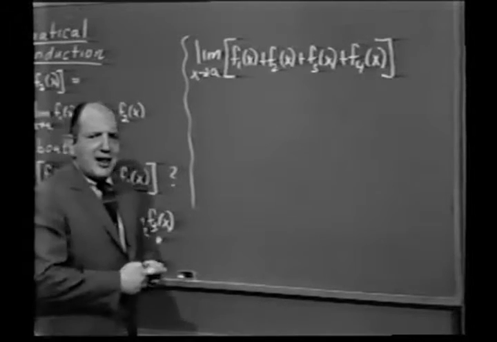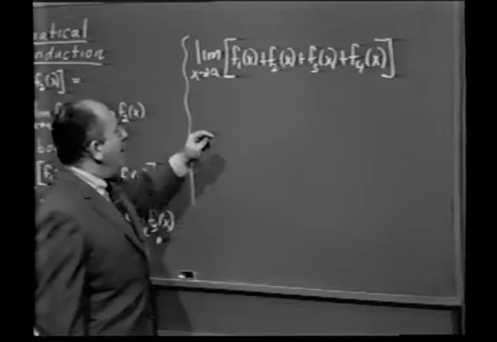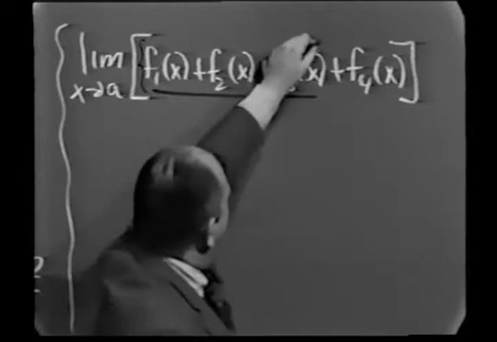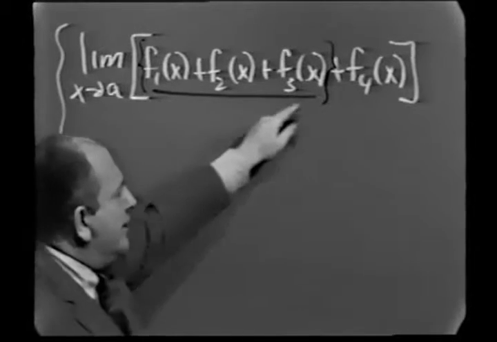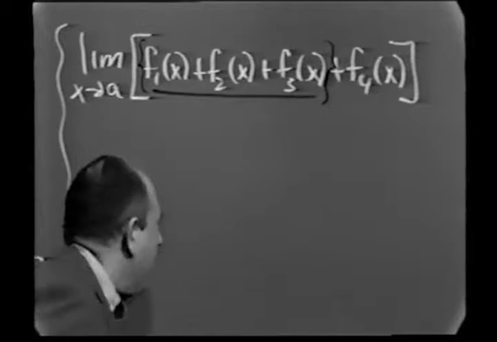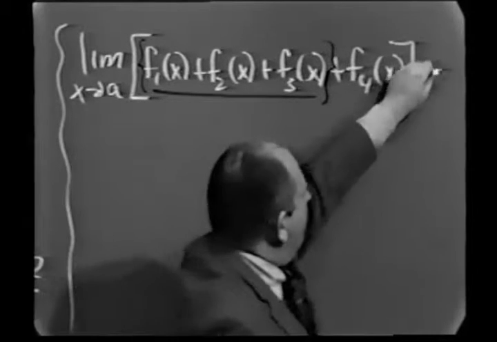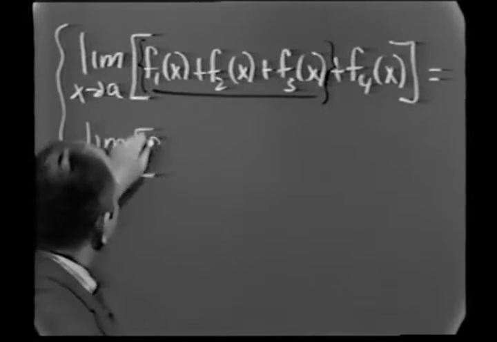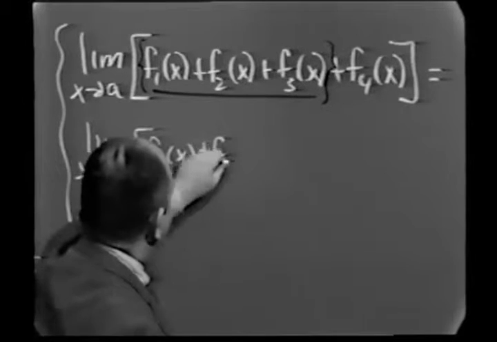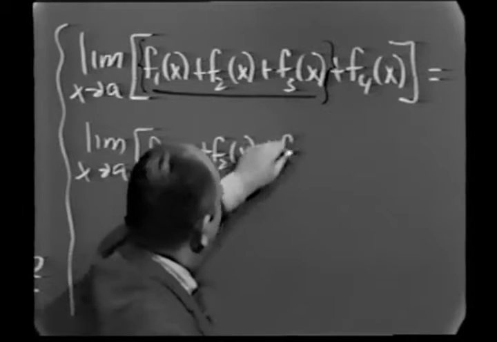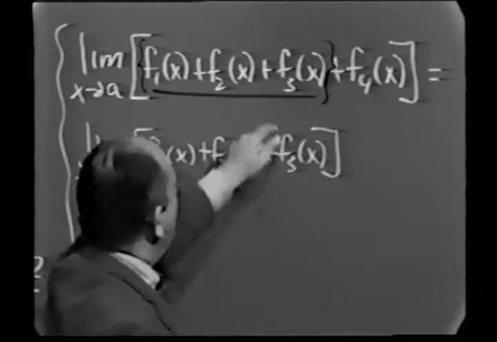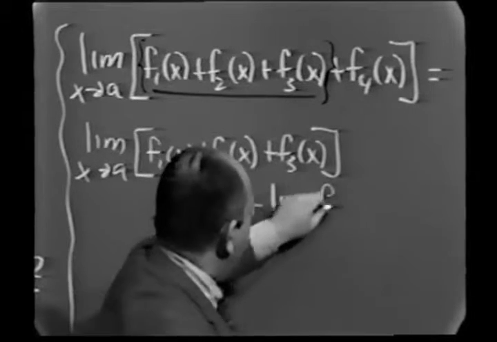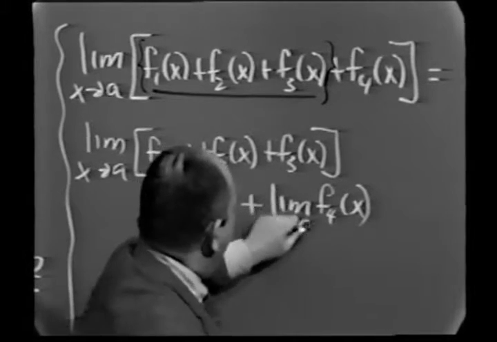And again, we argue the same way as we did before. We say, if we had only had two functions in here, and this gives us the hint to do this, we do know that the limit of the sum is the sum of the limits if we have only two functions. Now I could write this as what? It's the limit of the first one as x approaches a. But what is the first one? The first one is the function f1 of x plus f2 of x plus f3 of x, plus the limit of the second. The second now you see is f sub 4 of x as x approaches a.